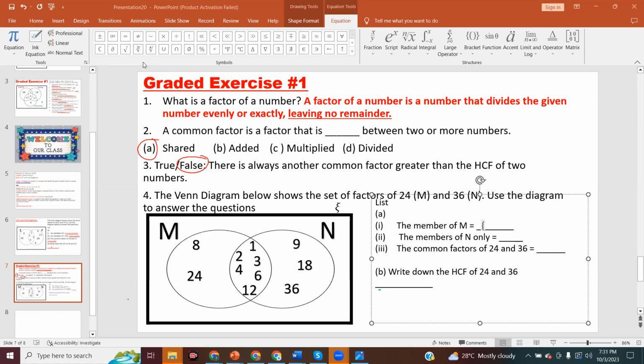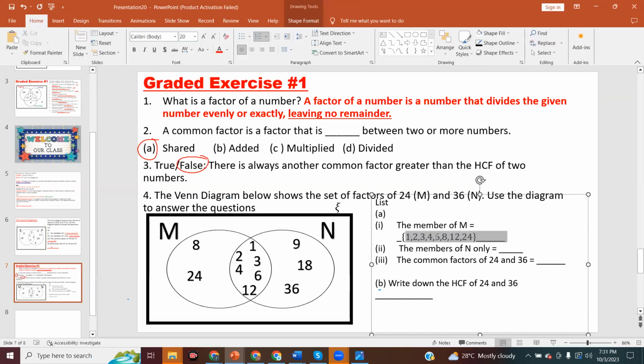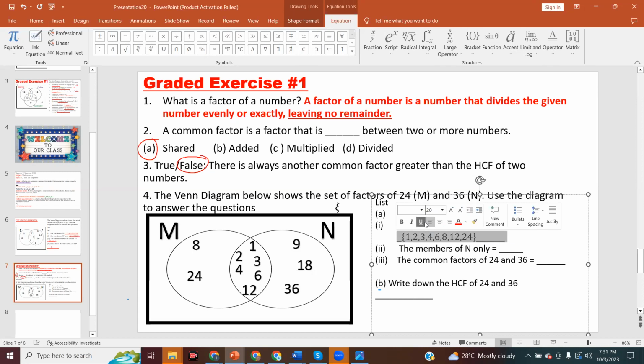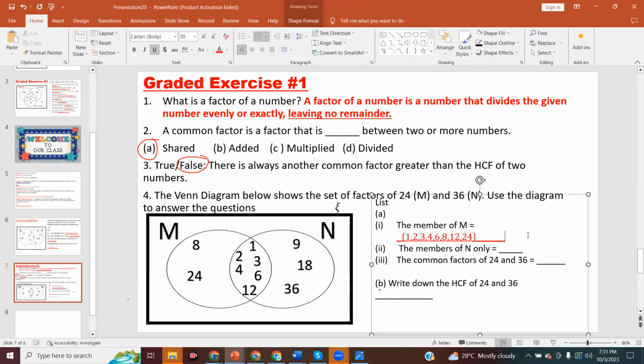1, 2, 3, 4, 6, 8, 12, and 24. Very good. Does order matter? No, order does not matter. So the answer is this one. How many persons got this for 4 A one? I got it. Very good.